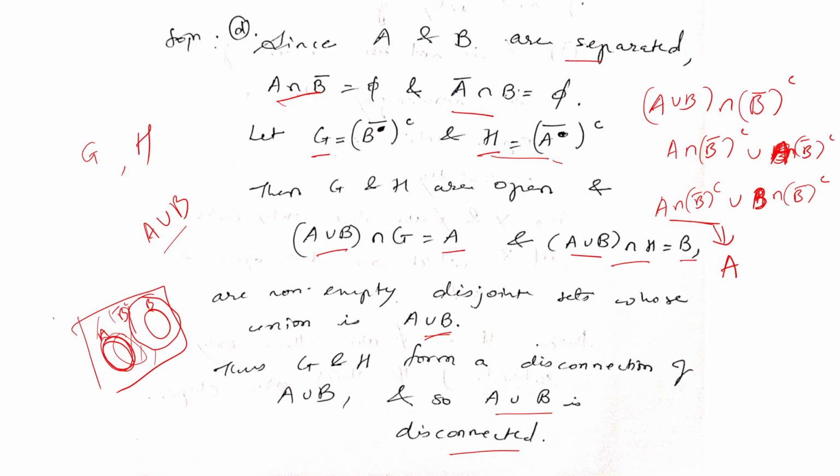So fine, you got two non-empty disjoint sets whose union is A union B. Thus G and H form a disconnection of A union B, and so A union B is disconnected. So I hope it is clear. Shall we move to the next question?